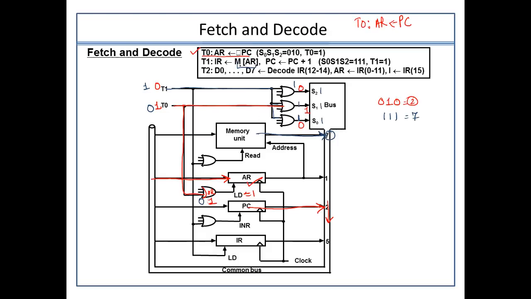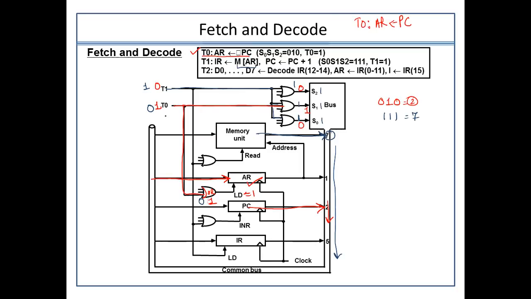I have to take the memory value at the address register and place it in the IR register, and in the meantime the program counter should also be incremented. So this data of the memory unit is being placed on this common bus system.